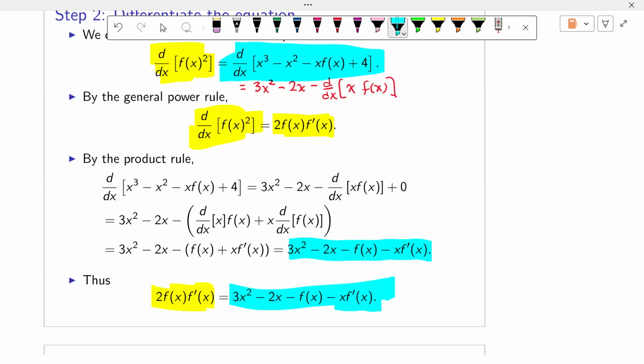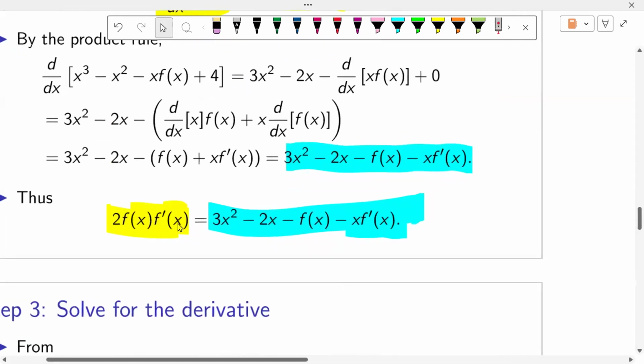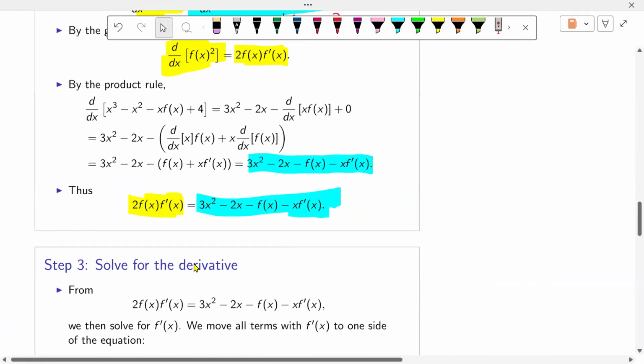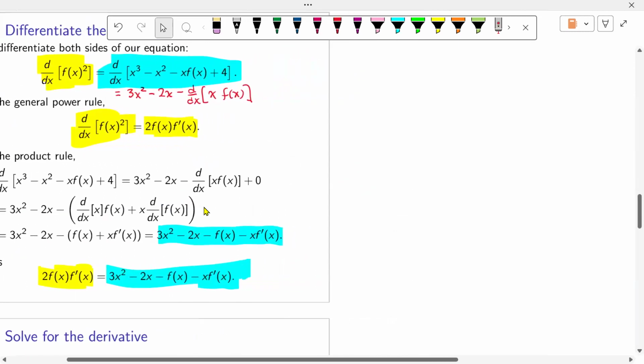And so the moral is, at this point, I've taken one ugly equation, differentiated it, and got yet another ugly equation. This is what we call progress. Okay, we are making progress. Now, what's interesting is I can now solve for f prime of x. And I have the work here on the slides, but I am going to work it out on the side here, just so that we can think about it together.